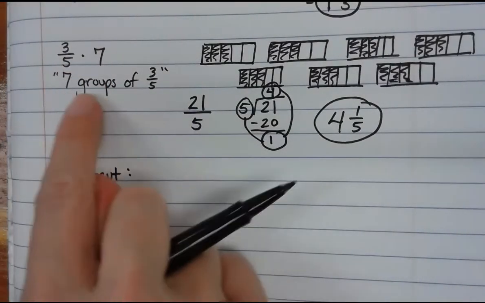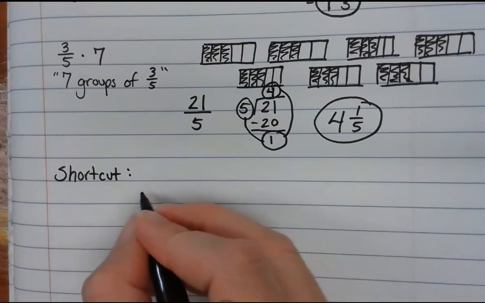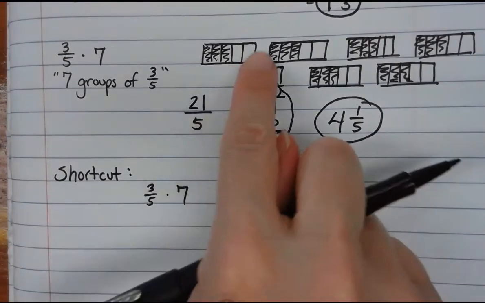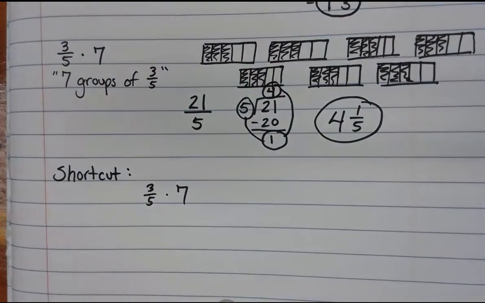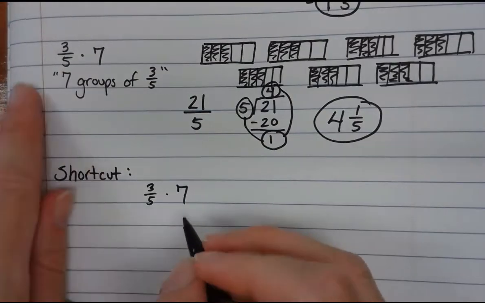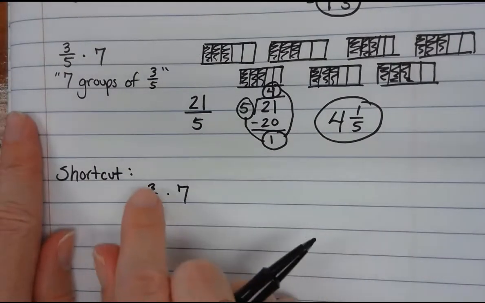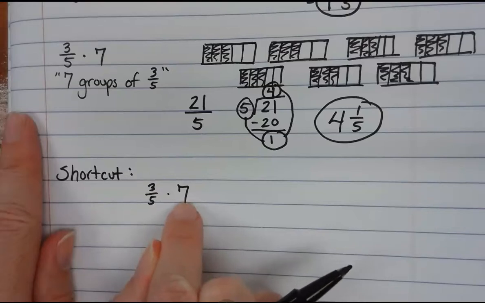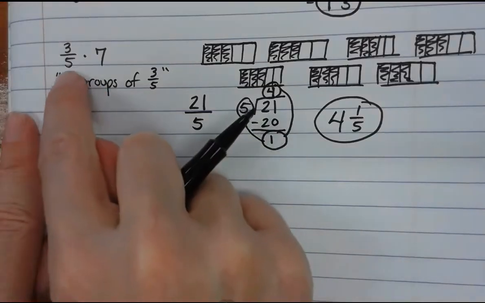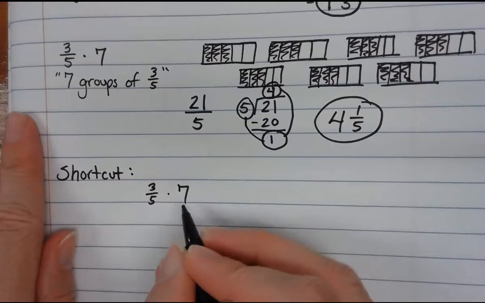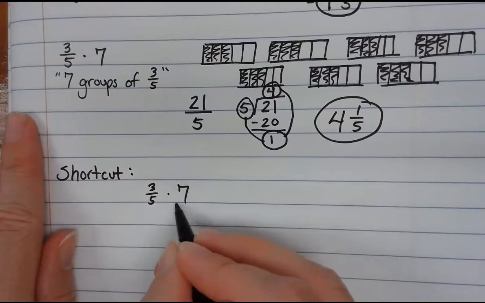So if I wanted to do this problem, 3/5 times 7, and I did not want to have to draw out the picture, one thing I would suggest doing is making sure that we multiply only the numerator by the whole number. Of course, we do not do the denominator times the whole number. And so one way to ensure that you do that is to always put your whole number over 1.